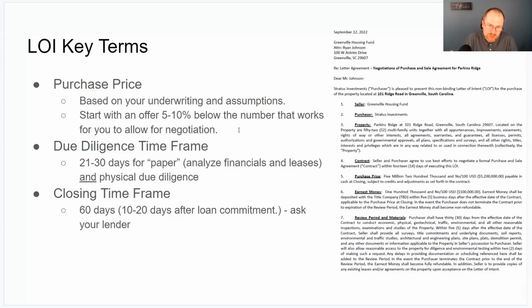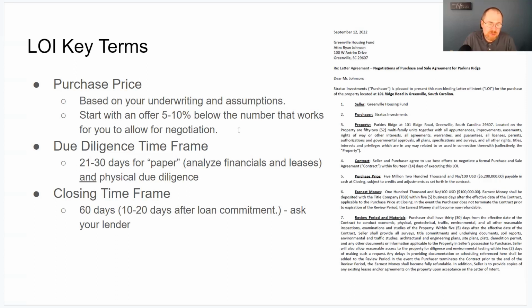And again, we spoke about due diligence last week, but you're going to perform basically two types of due diligence. One is more paper, meaning that you're going to look at the financial documentation that you've requested, such as trailing 12 months, bank statements, and rent roll, and you're going to make sure that everything is aligned. You also want to check the utility bills, and check the leases and rent rolls, etc.